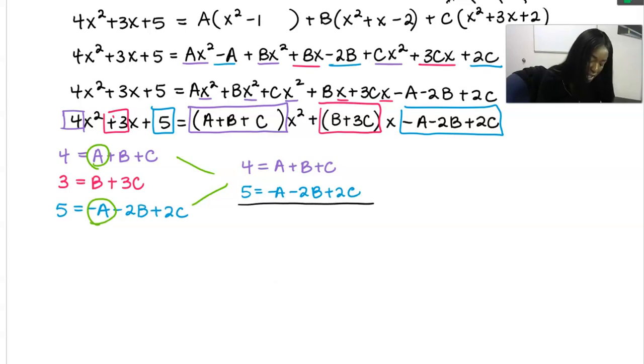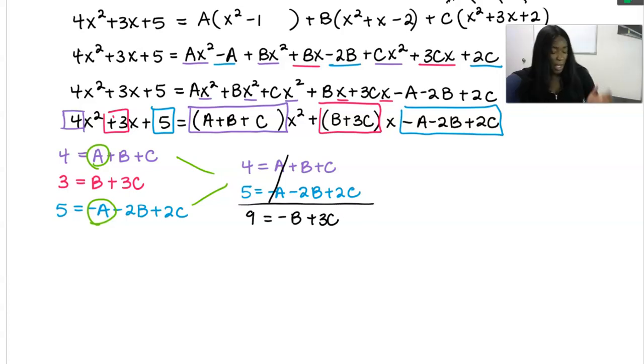Adding those equations together, we have 9, the a cancels out. b minus 2b gives us a negative b, and then c plus 2c gives us a 3c. So now I have 9 is equal to negative b plus 3c. I can take that a step further because I have this equation right here. I'm going to write it directly under that equation, where 3 is equal to b plus 3c.